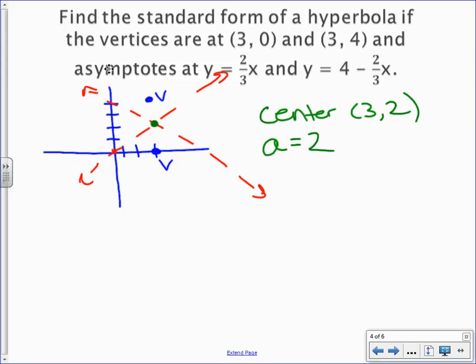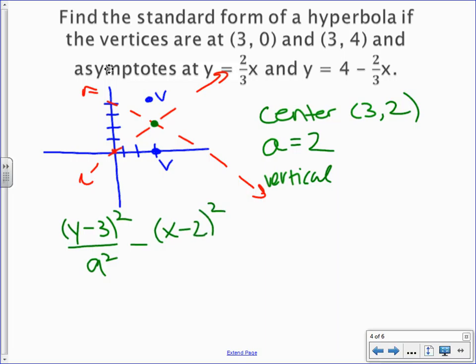Excellent. Pod 3. It's vertical. And how do you know that, Sarah? Okay, so the vertices are vertical from the center. Excellent. So I'm going to go ahead and write y minus 2 squared over a squared minus x minus 3 squared over b squared equals 1. Oh, and we know that a is 2, right? So a squared is 4.